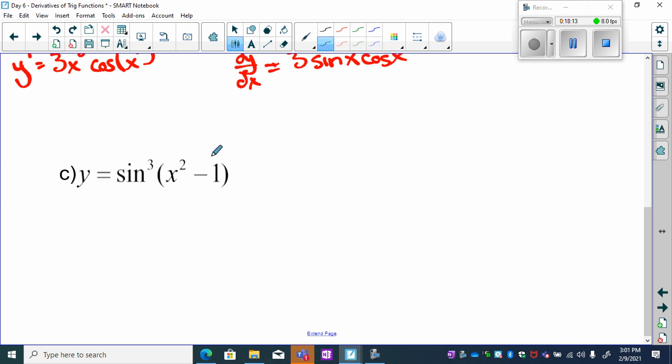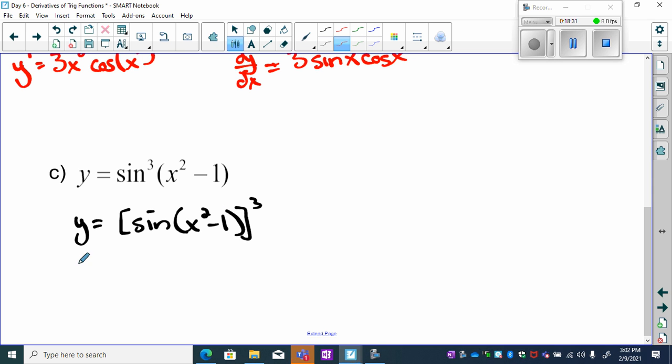Okay, so again, I'll rewrite this. This one involves another chain rule, and you're always using the chain rule when you're doing the derivatives of your trig function. But I would rewrite this as the following. Okay, ready to go? Y prime is going to equal 3 times the bracket sine x squared minus 1, close the bracket, to the power of 2. So the 3 went down in front. It's the derivative of the outer function, reduce the exponent by 1, times the derivative of the inner.